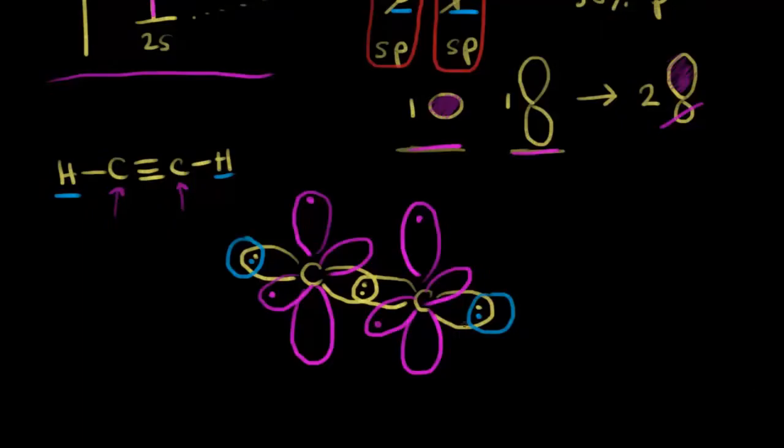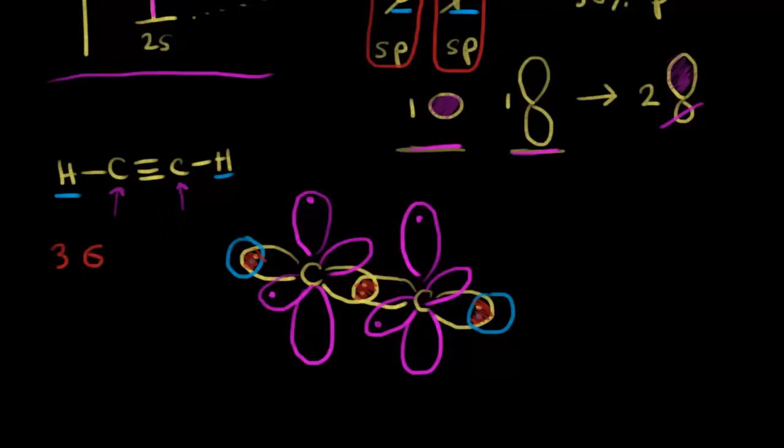Right, so we know that if we have head-on overlap of orbitals, like right in here, that's a sigma bond. So there's one sigma bond. Here's a head-on overlap of orbitals between our two carbons, so that's a sigma bond. And then finally, we have a head-on overlap of orbitals here, so that's another sigma bond. So we have a total of 3 sigma bonds in the acetylene molecule.